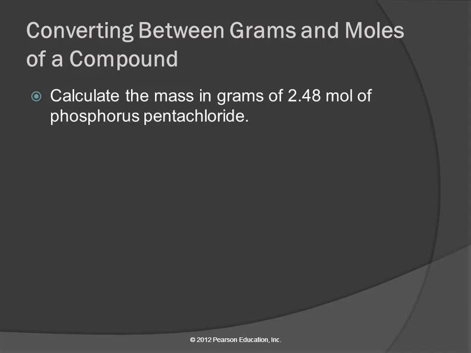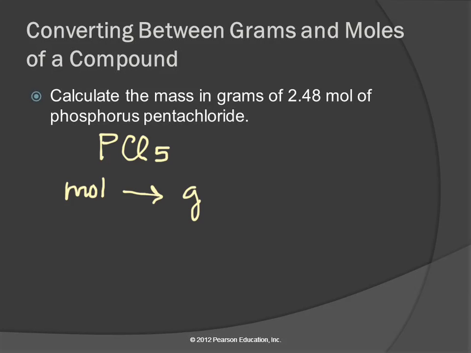So then what's the formula for this compound? PCl5. Penta means 5. So there's 1 phosphorus and 5 chlorines. They're asking for the mass in grams of 2.48 moles. So they're giving us moles, and they're asking for grams. Relationship between grams and moles. This is the molar mass of this compound. We find the mass of 1 mole of this by taking the mass of 1 mole of phosphorus and 5 moles of chlorine and adding them up.